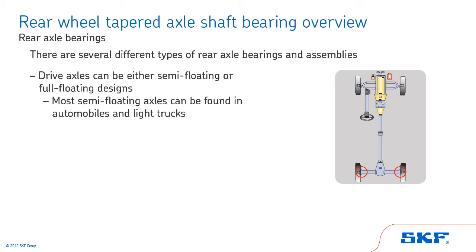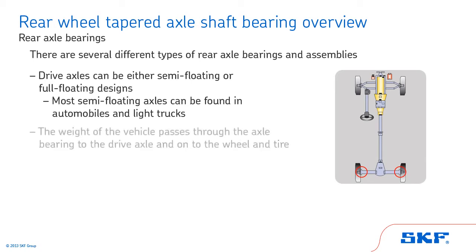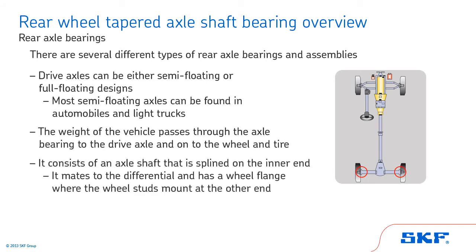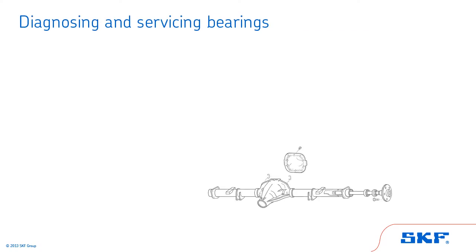Most semi-floating axles can be found in automobiles and light trucks. The axle is designed so the weight of the vehicle passes through the axle bearing to the drive axle and onto the wheel and tire. It consists of an axle shaft that is splined on the inner end where it mates to the differential and has a wheel flange where the wheel studs mount at the other end. There are two semi-floating axle designs.